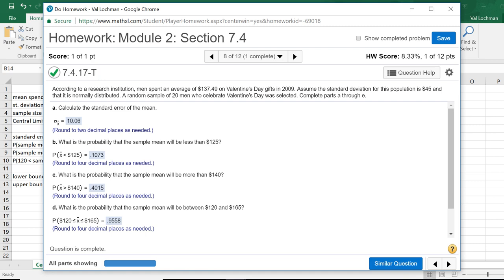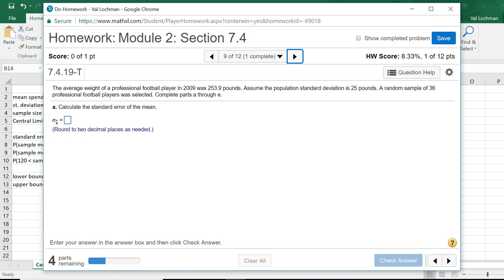All of these problems are pretty much the same, except that let's just take a look at the next problem. This one says what? Okay, we have the average weight of a professional football player in 2009 was 253.9 pounds, right? And then we have a population standard deviation 25 pounds, but it doesn't tell us that the population is normally distributed. Well, that doesn't matter. The sample size is large enough. It's 36 for us to do all of the computations with normal distribution. Okay, so this problem will be similar.